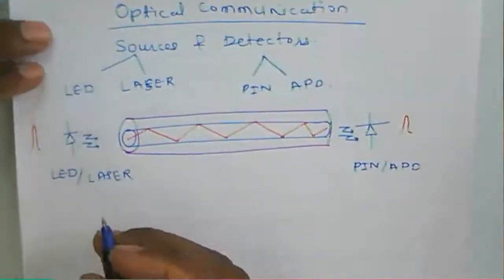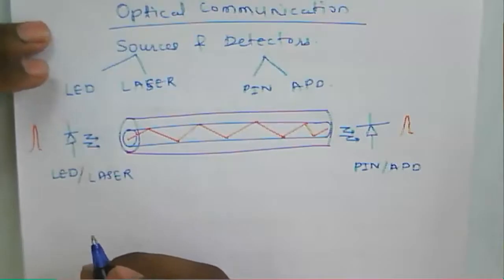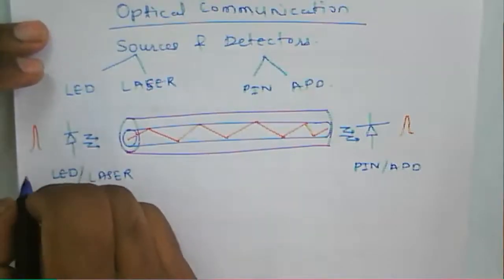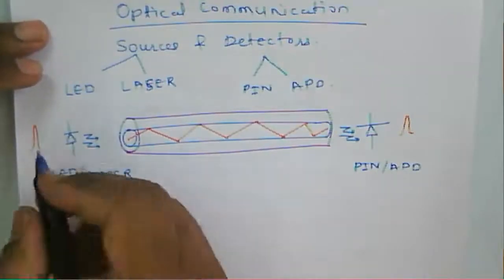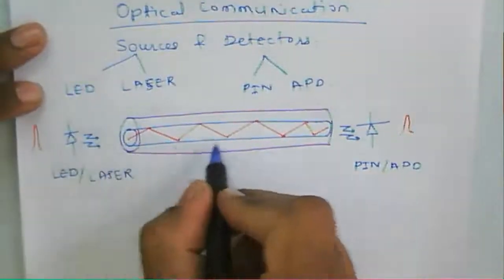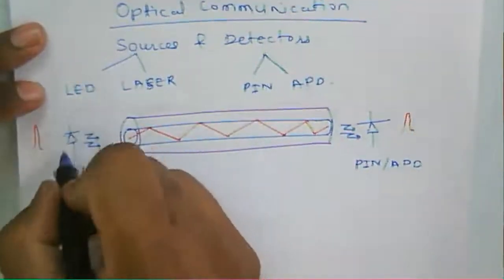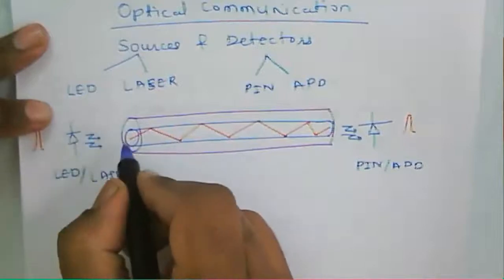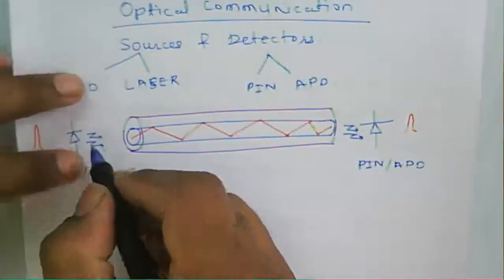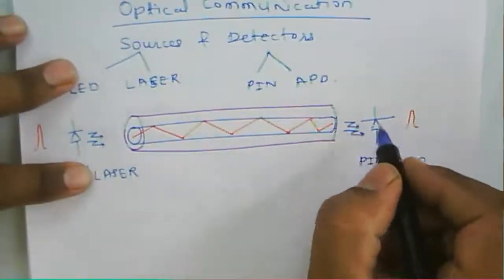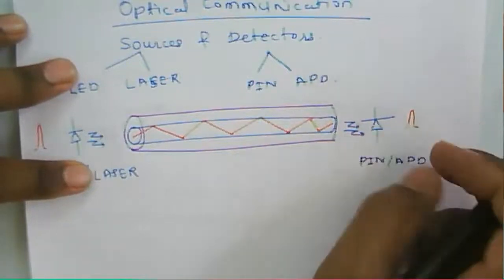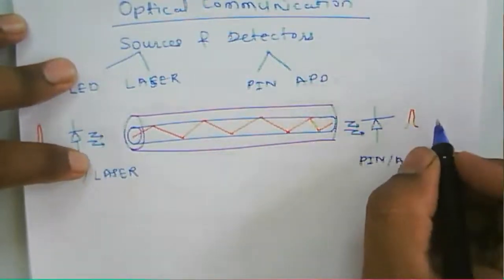Whichever information we have, which is in the form of a voltage, will be converted into current pulses, and that information is propagating through the fiber using the source there. Modulation and everything takes place at this particular place, and similarly the modulation takes place here, so that we get that particular current pulse here.